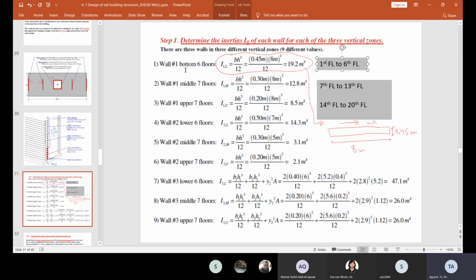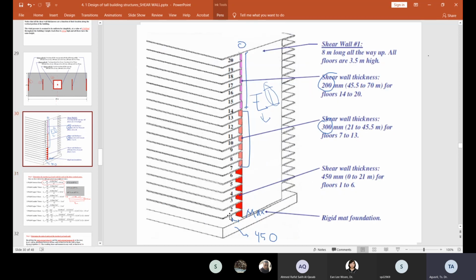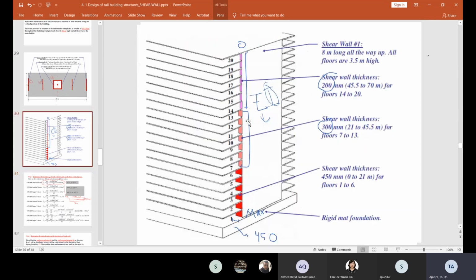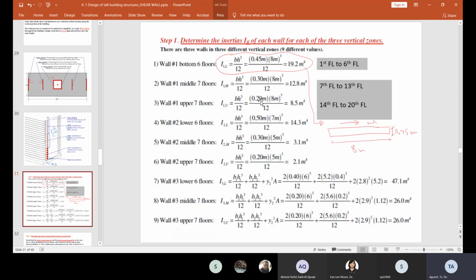So for wall 1, bottom 6th floor, for this floor 1 2 3 4 5 6, this is the I for the first 6 floors. Then the 7th floor for the middle one is this one, 1 2 3 4 5 6 7. And the 7th floor at the upper is this level, 1 2 3 4 5 6 7. So from this we have different I for the 6 floors at the bottom of the building, the middle 7 floors, and the upper 7 floors. So the total is 20 floors.